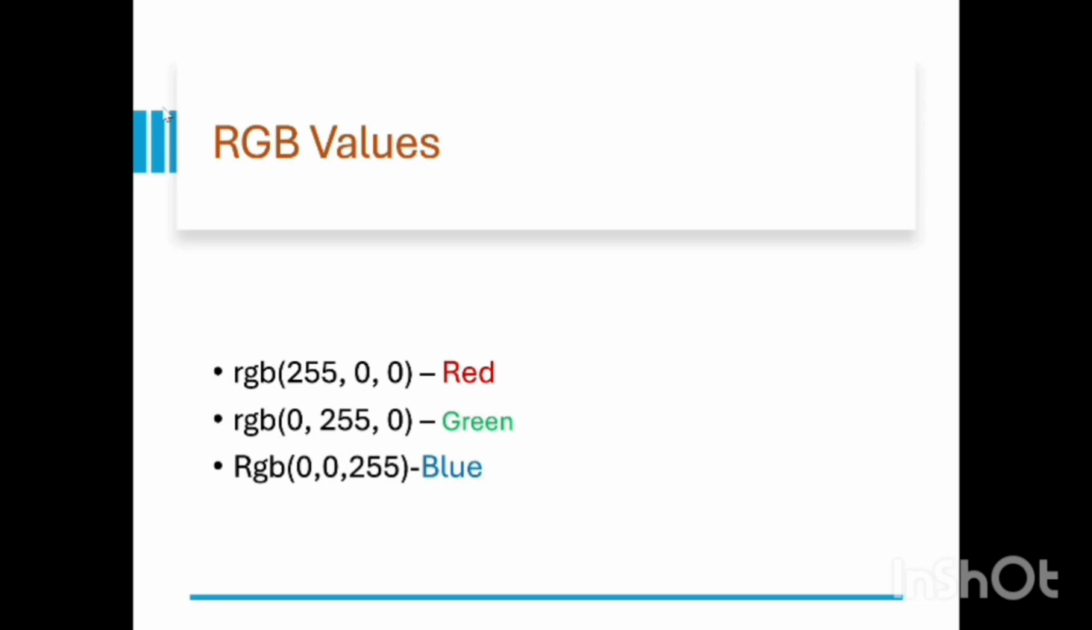This sets the paragraph text to pure red because it's full red and no green or no blue. Here are some other examples: RGB 255, 0, 0 is for red, RGB 0, 255, 0 is for green, RGB 0, 0, 255 is for blue. And we see some more examples like RGB 255, 255, 0 is yellow and RGB 0, 0, 0 is black, and so on.